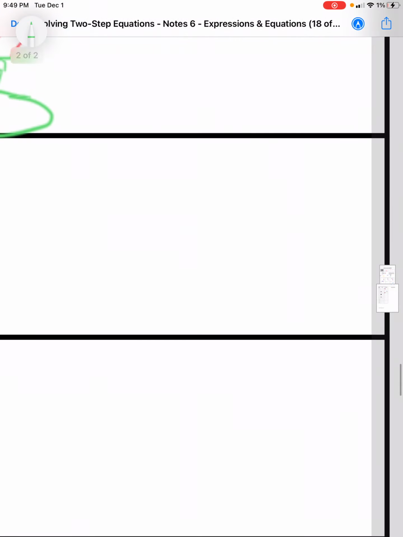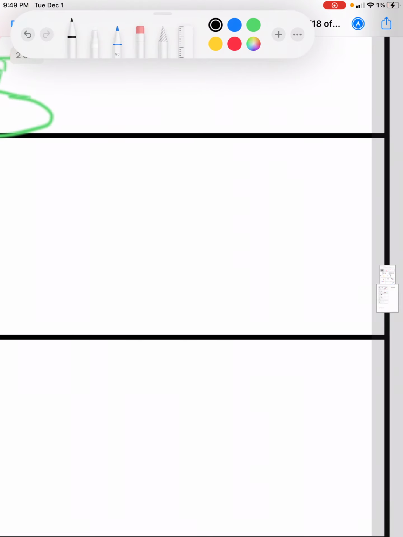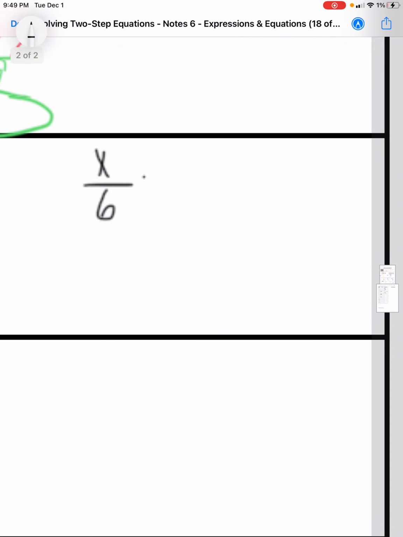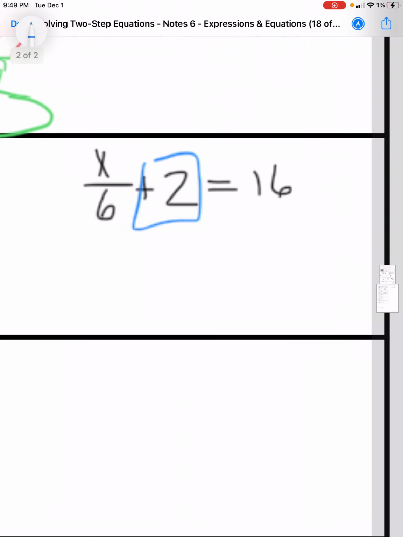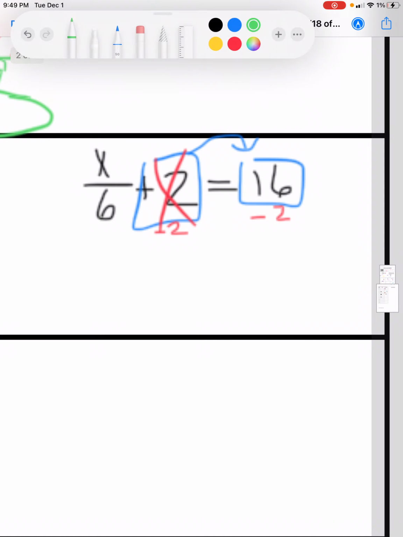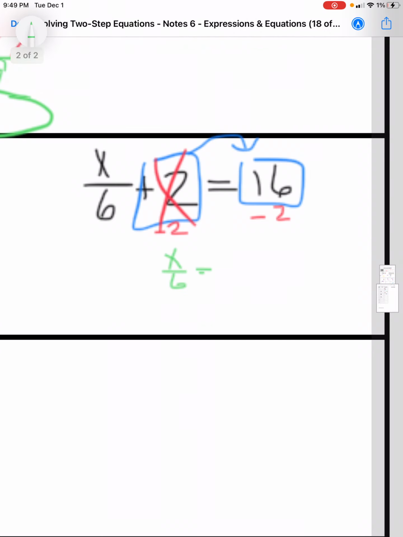All right, next problem. x over 6 plus 2 equals 16. All right, like terms again. Take the 2 away from the variable. What is the opposite of that? It is going to be subtract 2 from both sides. Those are going to go away. And I'm going to be left with x over 6 equals 14.